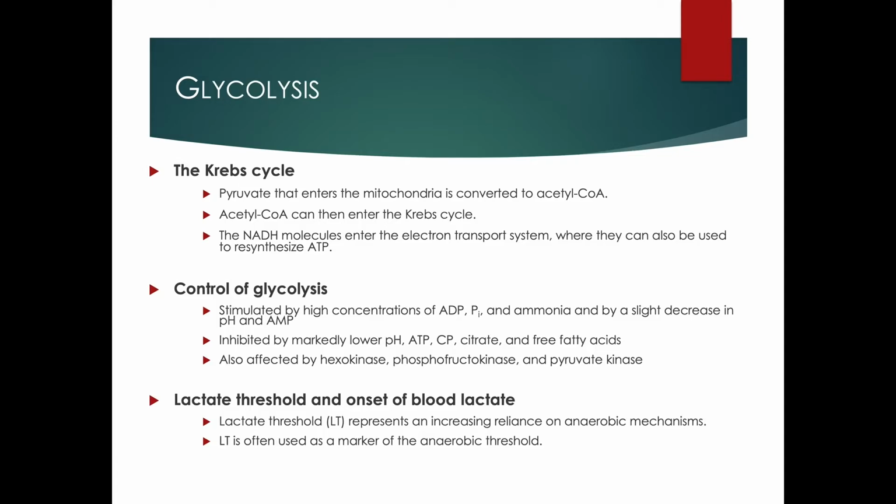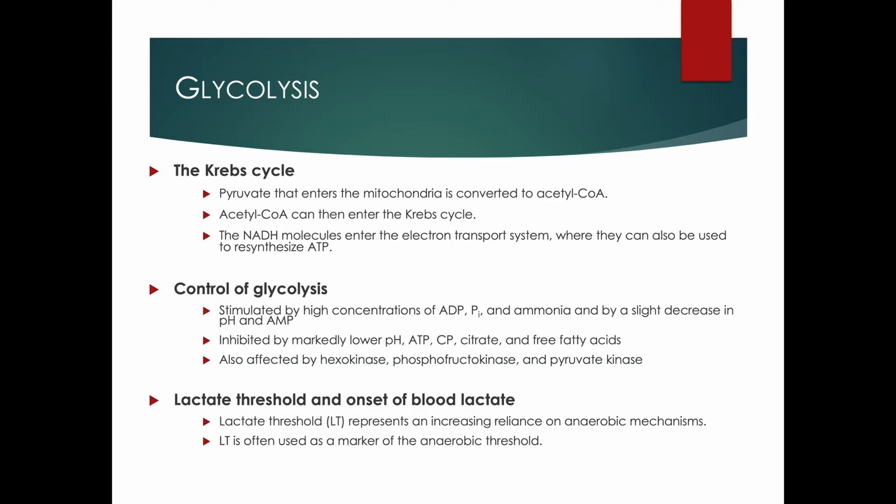So things that do control glycolysis: high amounts of ADP, phosphate, and ammonia, and it's inhibited by lower pH, ATP and creatine phosphate, citrate, and free fatty acids. Citrate is a main intermediate of the Krebs cycle. It's also affected by hexokinase, which is the enzyme that converts glucose into glucose 6-phosphate. We talked about that, where it traps the glucose in the cell. The rate-limiting enzymes are phosphofructokinase and pyruvate kinase.